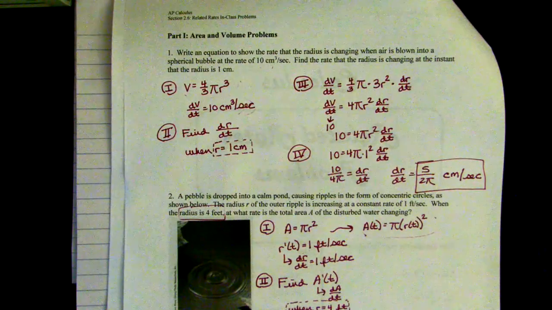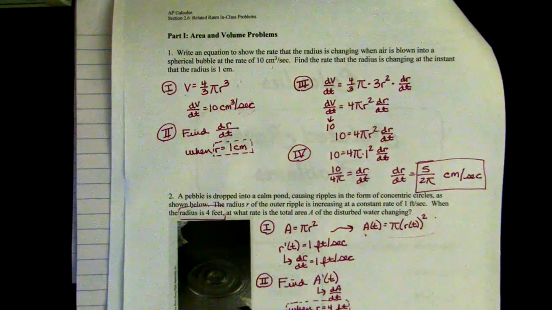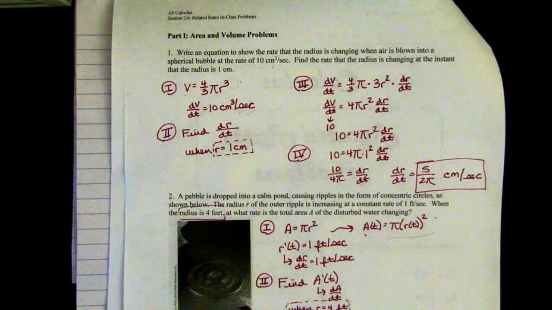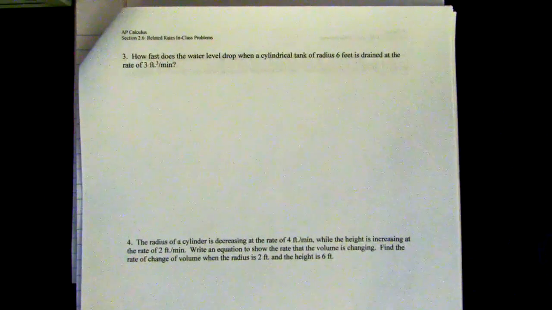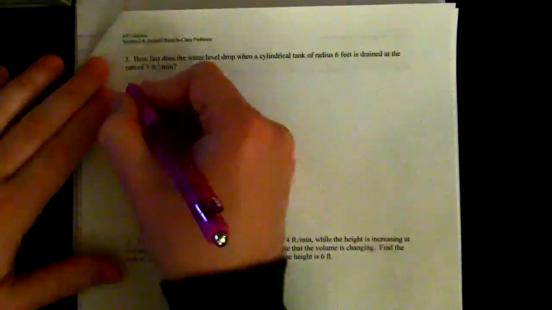I'm going to pause here, so if you're still making notes, finish writing things down, and then we'll look at 2 more examples in this video. Okay, so take a moment. Read number 3. This one's going to be a little different. How fast does the water level drop when a cylindrical tank of radius 6 is drained at a rate of 3 cubic feet per minute?